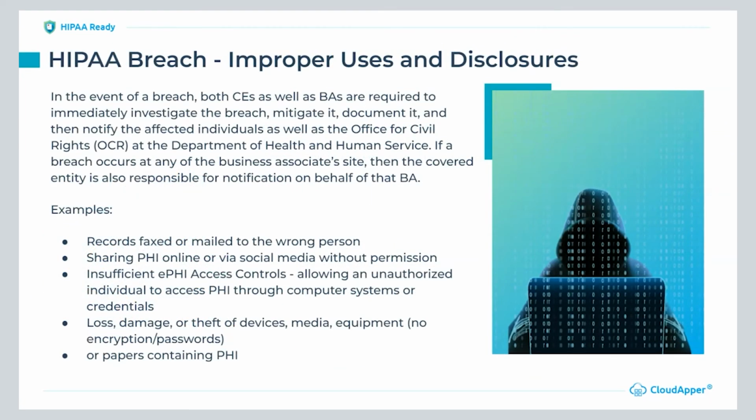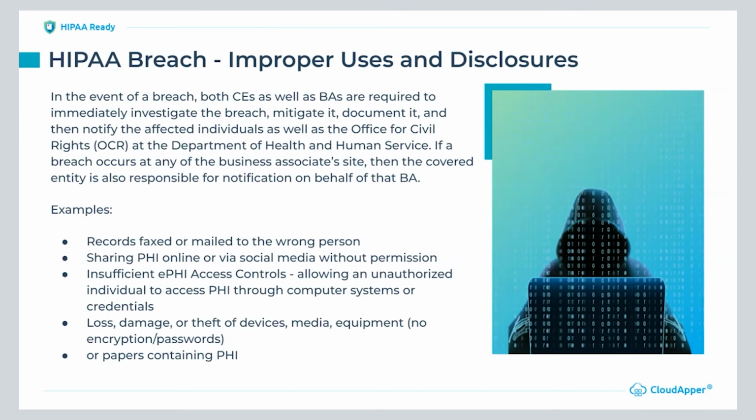In the event of a breach, both covered entities as well as the business associates are required to immediately investigate the breach, mitigate it, document it, and then notify the affected individuals as well as the Office for Civil Rights at the Department of Health and Human Services. If a breach occurs at any of the business associates' sites, then the covered entity is also responsible for notification on behalf of the business associate.